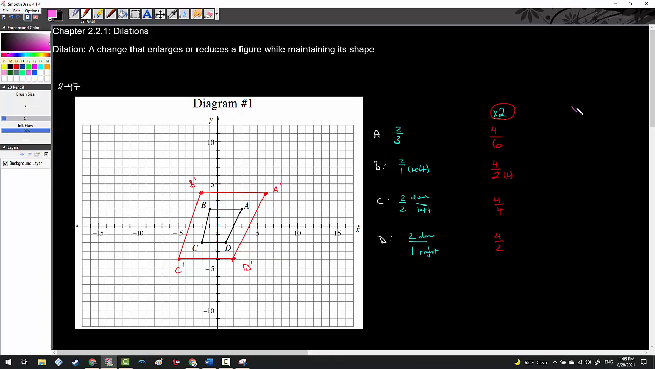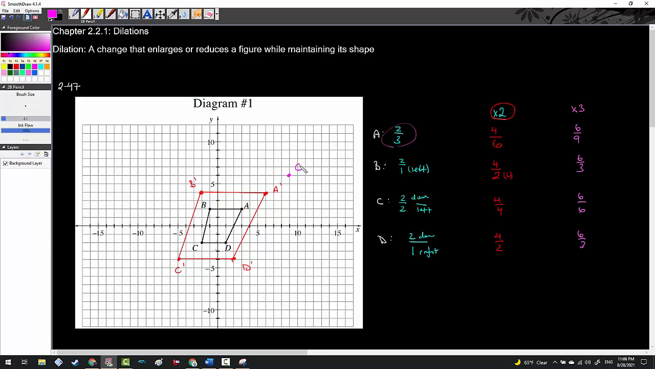If I want to do this times 3, I would go back to my original and multiply everything by 3. So 6 over 9. Let's see, again by 3, 6 over 3. 6 over 6, and then 6 over 3. And this figure would look 3 times larger. So up 1, 2, 3, 4, 5, 6 to the right by 9. So that's going to be right here.